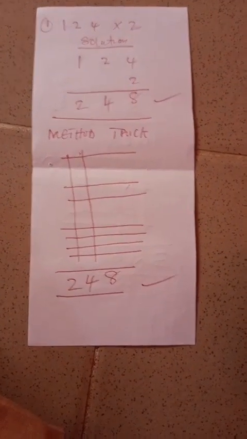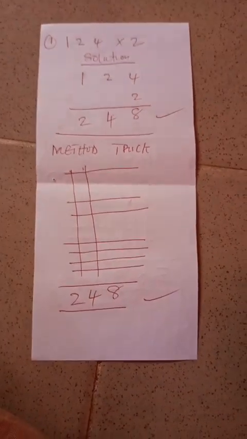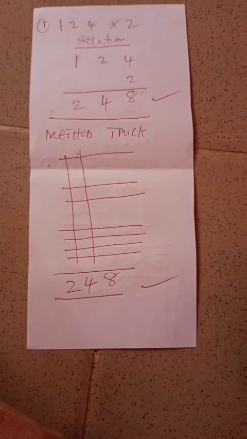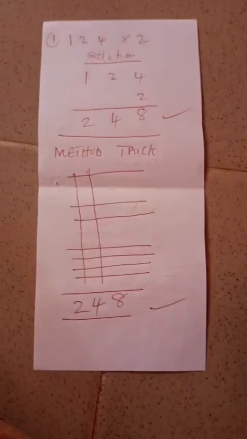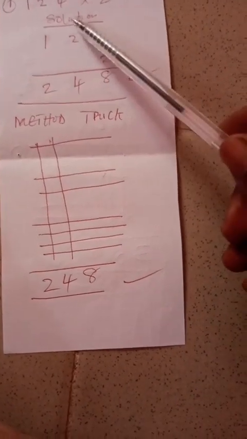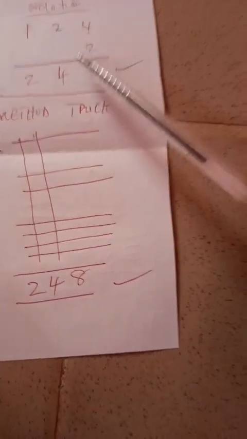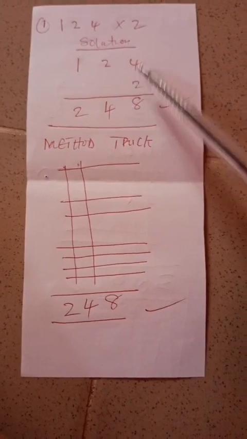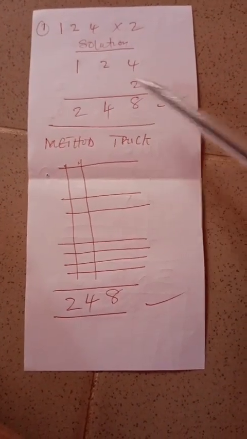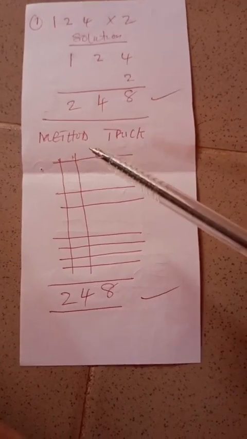Welcome to part 2 of multiplication trick, and this time around we are going to look at multiplying 3 digits by 1. We have 124 multiplied by 2. Solution: 1, 2, 4, and 2. 2 times 4 will give us 8. 2 times 2 give us 4, and 2 times 1 is 2.